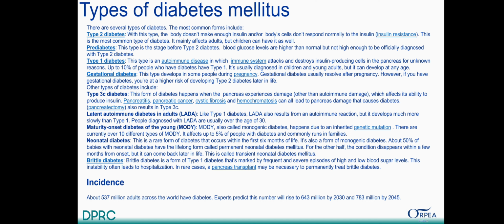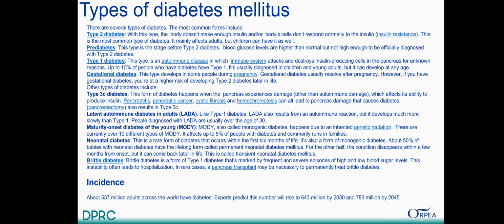Other rare types of diabetes: type 3C diabetes. This form of diabetes happens when the pancreas develops injury from causes other than autoimmune damage. It's either due to conditions like pancreatitis, pancreatic tumor, cystic fibrosis, hemochromatosis, or if the patient has a pancreatectomy, removing the pancreas.